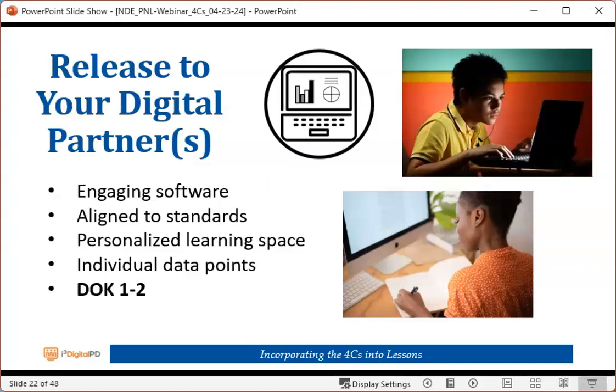So think about when you can release things to digital content, but don't get hung up on the way the instruction is delivered. I don't know about you, when my partners at home don't put the dishes right in the dishwasher, it kind of freaks me out. I want to go in and move things, but I know that if I just leave them there, the dishes are going to get clean. Same thing's going to happen with your digital partner. If you let Khan Academy do it, it may not be the way that you do it, but most of your kids are going to learn.